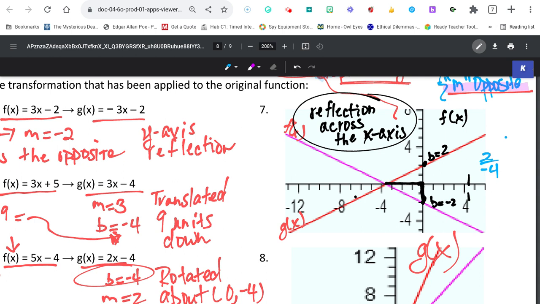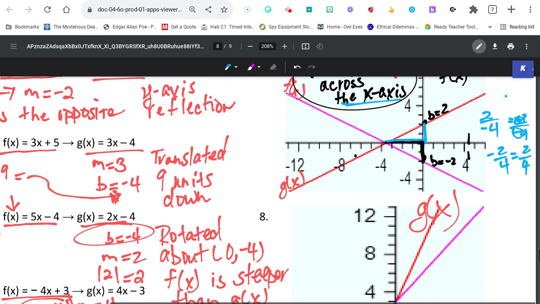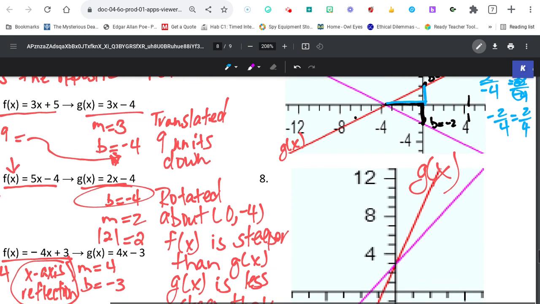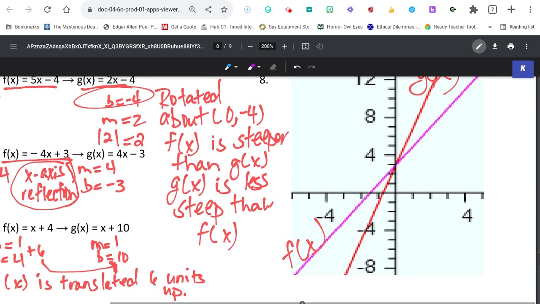All right, this is a slope down 2, and to the left, not quite 4. But a negative over a negative is a positive. So we can see that these are opposites of one another. So the slope and the y-intercepts are opposites, which will also help you see its x-axis reflection. But I can just look at it and tell that it has crossed the x-axis.